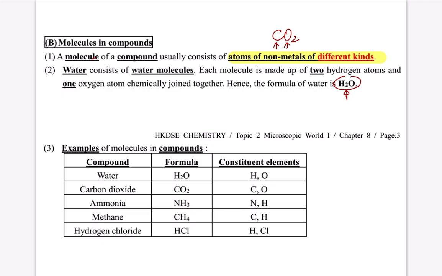Okay, there are some more examples of compounds. So we have H2O, CO2. For this, you don't need to memorize the formula now, but I think CO2 and H2O you know. So you can write the formula of water and carbon dioxide. But for ammonia, methane, and hydrogen chloride, we will learn how to write that formula by using the covalent bond concept that I just talked about before.